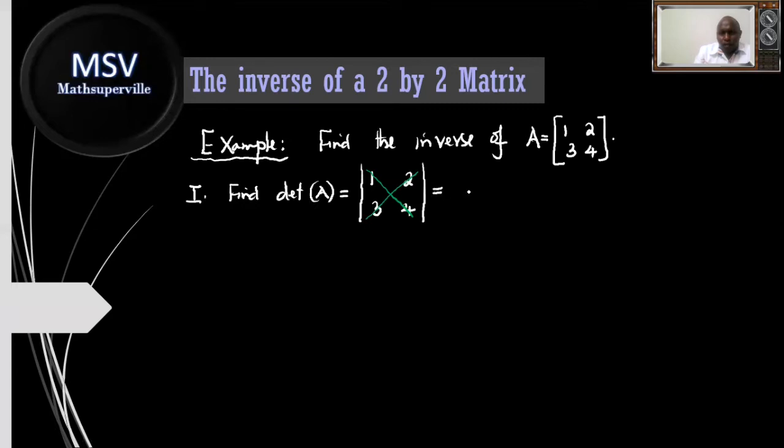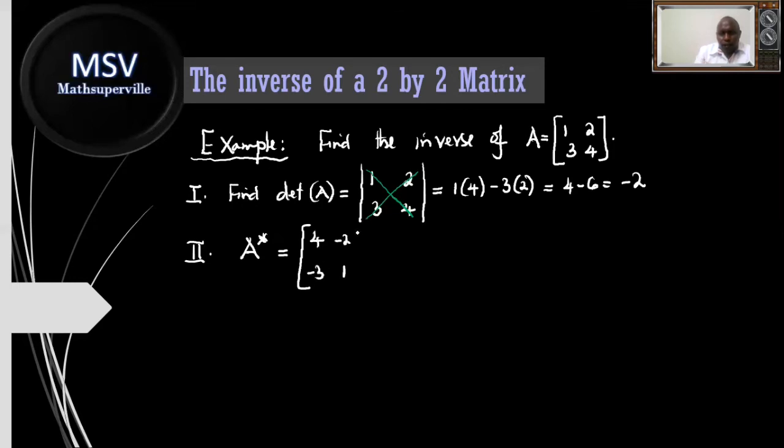So to yield 1 times 4 minus 3 times 2. So that gives us 4 minus 6, which is negative 2. In step 2, we find the matrix A star. The matrix A star gives us, so we have elements 1 and 4 switching places and then changing the signs on the others.